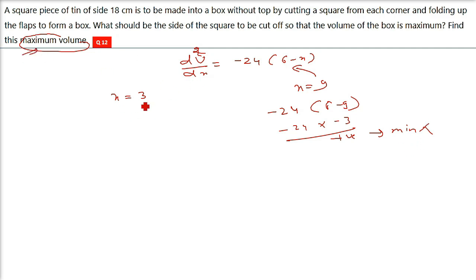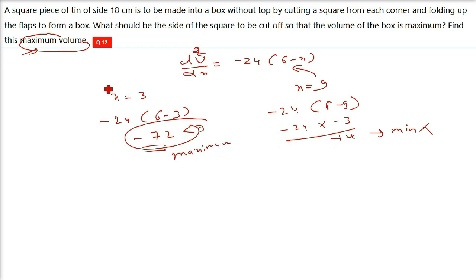If the square side being cut from the original square is x equals 3, we get negative 24, and 6 minus 3 is 3. 3 into negative 24 is negative 72. When you get negative 72, it signifies that this negative value will give you the maximum volume. When this maximum is there, we will ignore the part where we checked x equals 9, which was very logical, since x equals 9 cannot be the cut side. You will not get anything if you cut a side of 9.